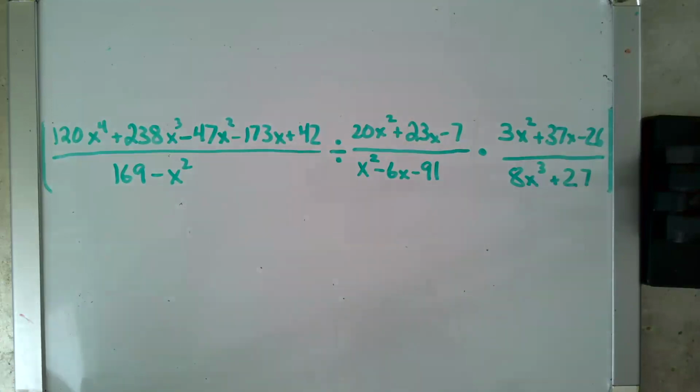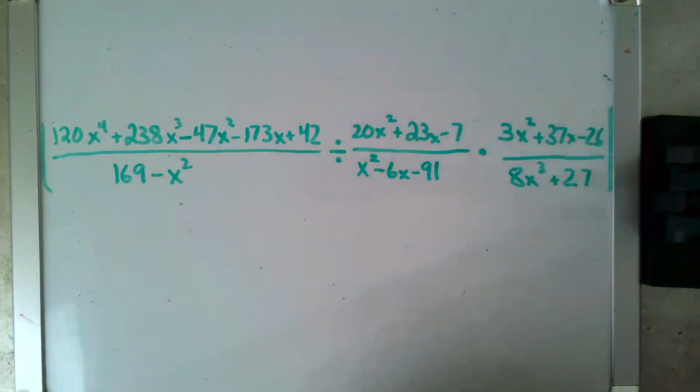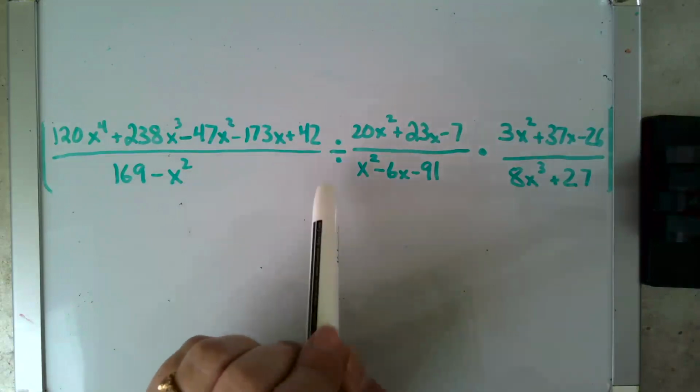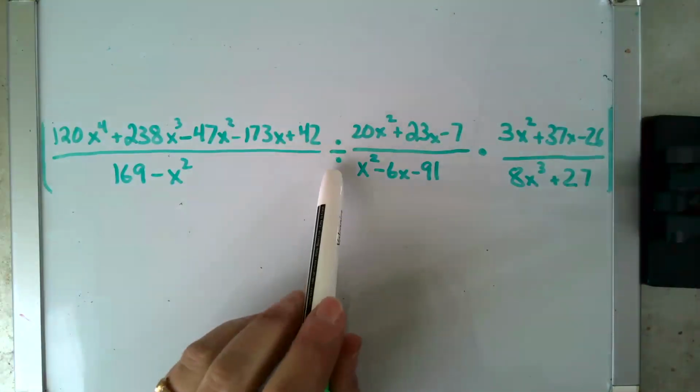Okay, the first thing I will do is I will note this division of a fraction and I will rewrite that as multiplication. So don't forget the little jingle. With division of fractions, it's don't ask why, just flip and multiply.